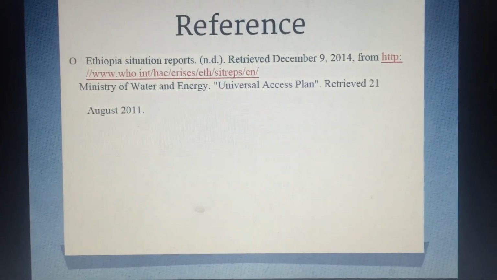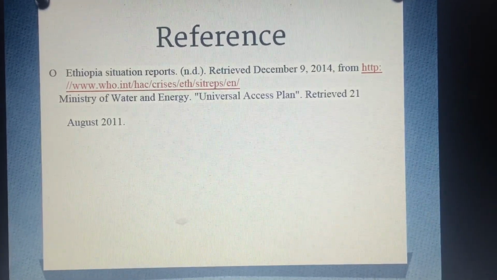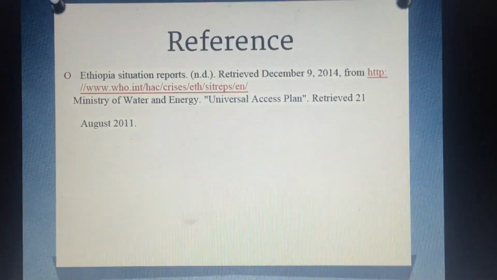And just a reference, in case some people want to look for more information, here it is, in terms of water and the water crisis in Ethiopia and the progress that has been made.